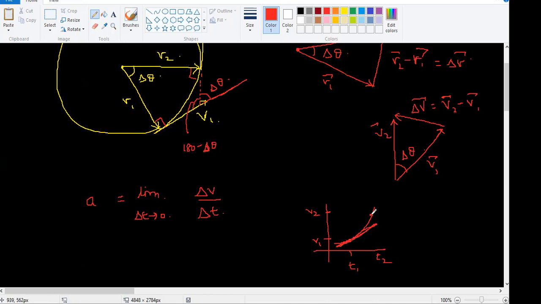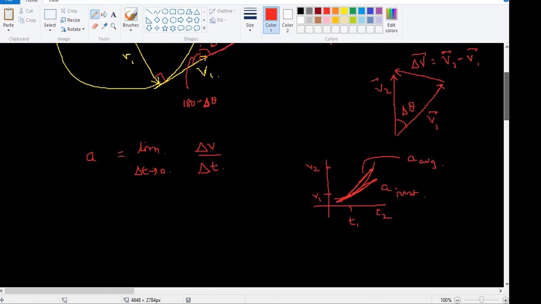If you calculate this line, the acceleration will be average acceleration. Whereas if you calculate this line, this is the secant line, this is the tangent line. So this is your instantaneous acceleration. Instantaneous acceleration means the tangential line. So we have studied this many times. If you have any doubts, please stop me.